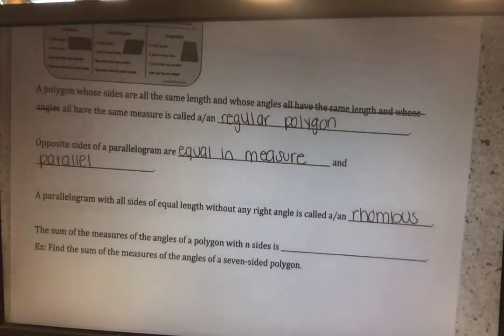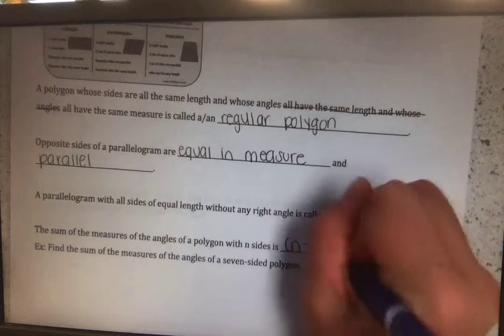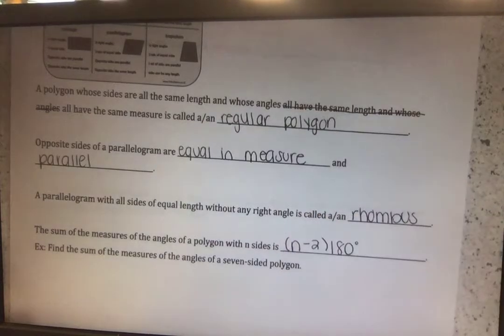The sum of the measures of the angles of a polygon with n sides is n minus 2 times 180 degrees.